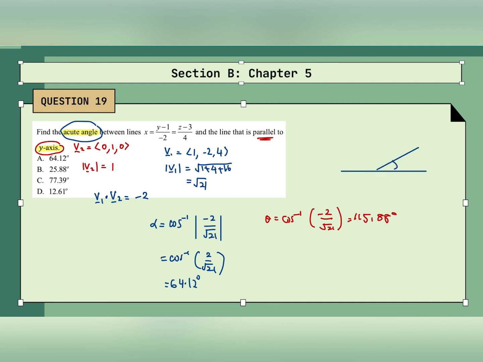So dia nak jawapan ini alpha, yang kita dapat sini theta. Okay, so kita akan tolakkan dengan 180. So alpha will be equals to 180 tolak dengan theta. So kamu akan dapat jawapan yang sama, which is 64.12. Okay, so jawapan kita dekat sini adalah A.